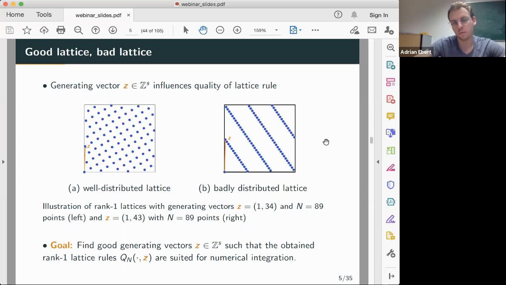And therefore, we formulate this partial goal that we are actually interested in generating vectors such that the obtained rank-1 lattice rule Qn is well suited for numerical integration. And we will later see that this is directly linked to the worst case error being small.